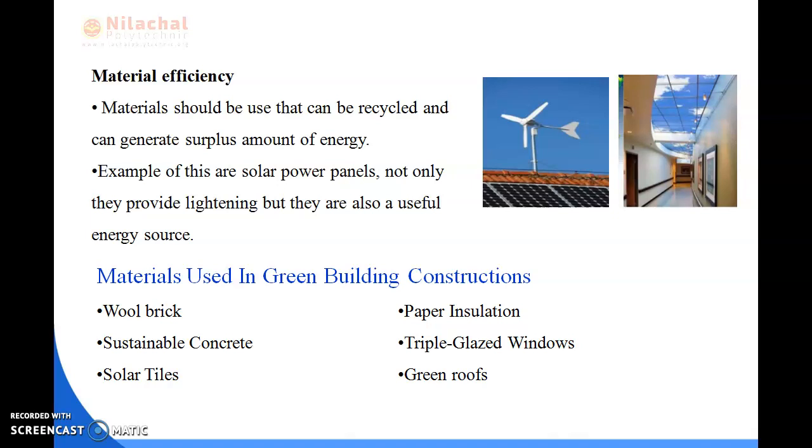So we can say that materials should be used that can be recycled and can generate surplus amount of energy, and the main example of this material is the solar power panel. Not only does the solar power panel provide lighting but it is also useful as an energy source. So these are all about the fundamental principles of the green building.